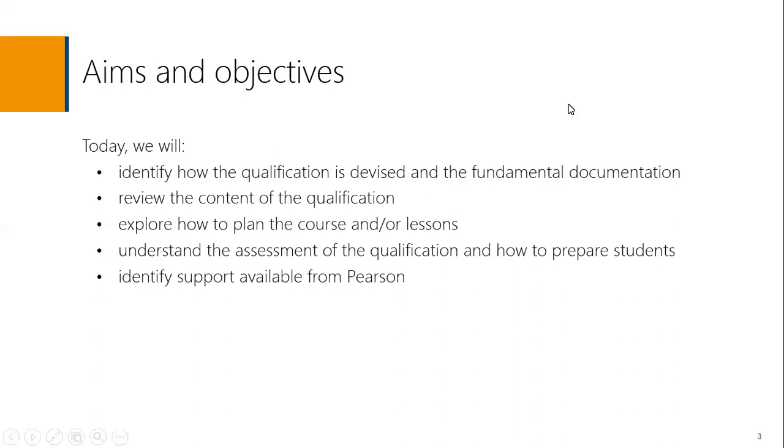The aims and objectives: at the end of today, you should be able to identify how the qualification is devised and the fundamental documentation that goes with it, to review the content of the qualification, to explore how to plan the course and plan the lessons, to understand the assessment of the qualification and how to prepare students for it, and identify the support that's available from Pearson.